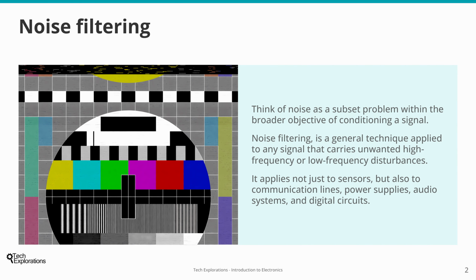When working with real-world sensors, we rarely get a perfect, clean signal. Instead, we get a raw analog output that may need to be modified before it's useful to a microcontroller or data acquisition system. This preparation process is called sensor signal conditioning. Sensor signal conditioning usually focuses on one specific signal source, such as a temperature or pressure sensor, and prepares that signal for a system to use.